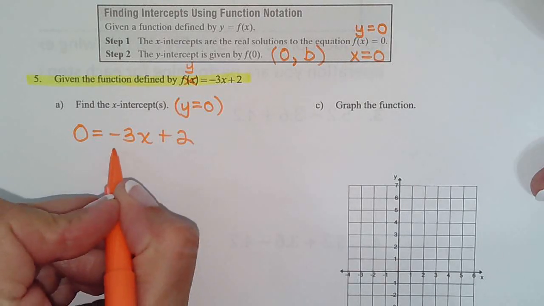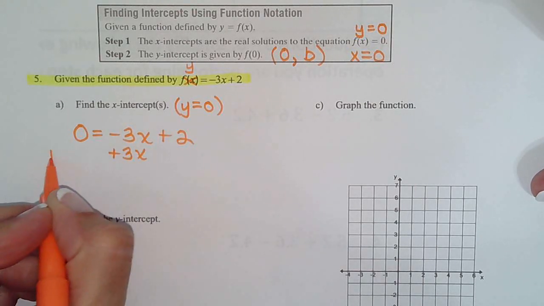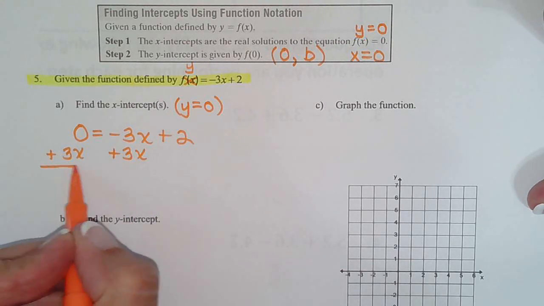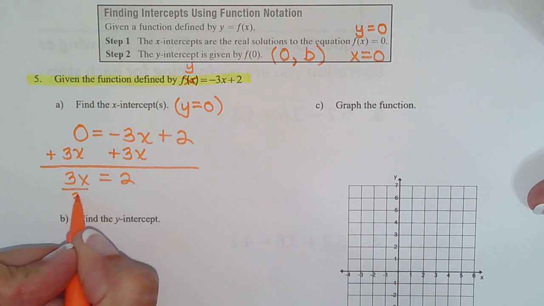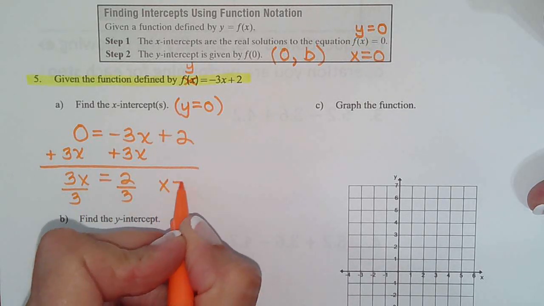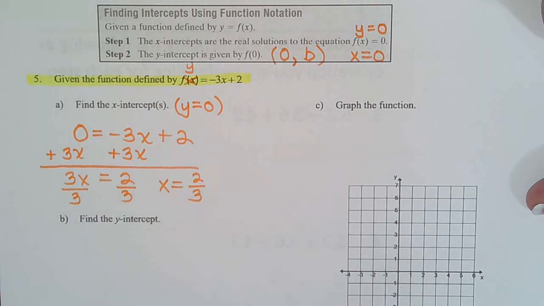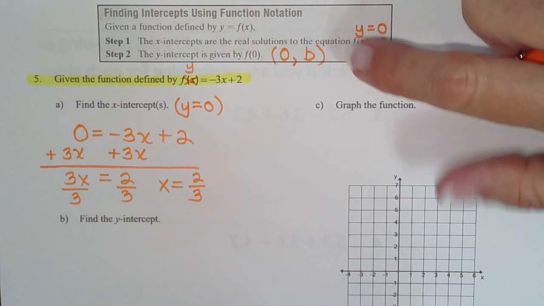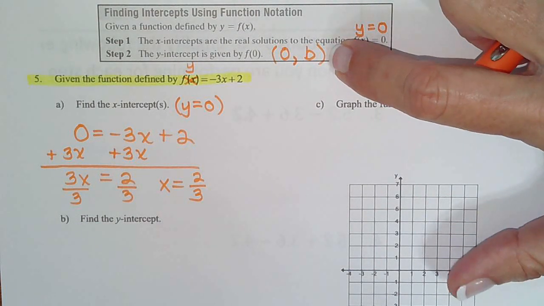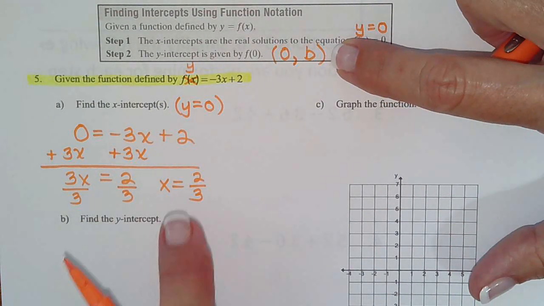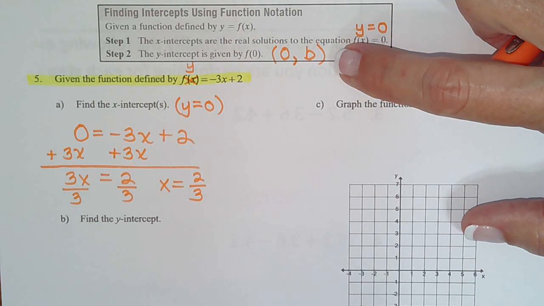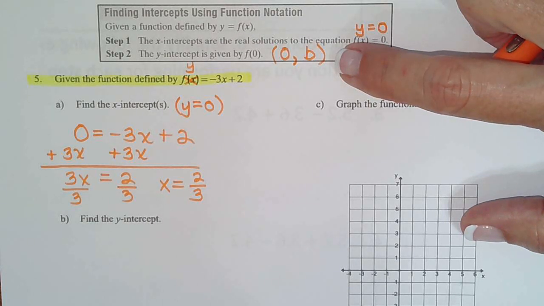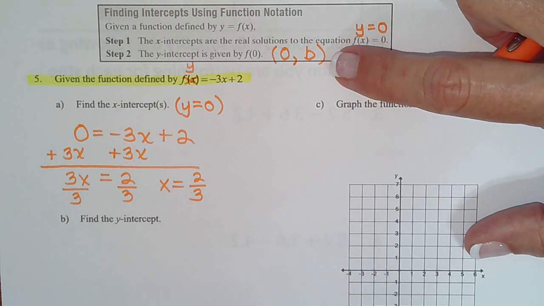So we need our x's over on the left, so let's go ahead and add 3x here. And we get 3x equals 2. Divide by 3, divide by 3, so we get x equals 2/3. Just like we always wrote the y-intercept as a point whenever they asked us with y equals mx plus b, we have to do the same thing with the x-intercept. Because if you look up the definition of intercept, it's the point or points where a graph crosses the x or y-axis. So the final answer needs to be written as a point.